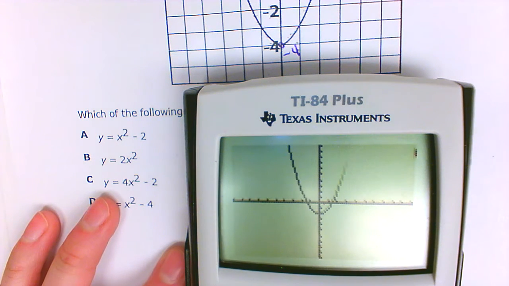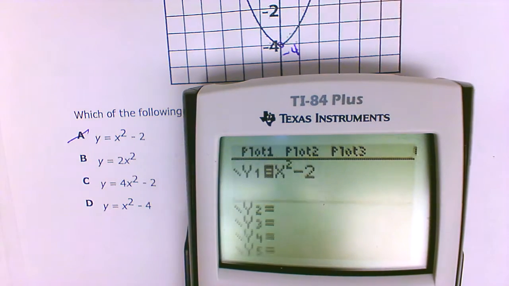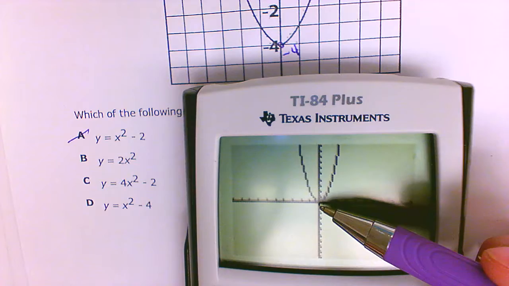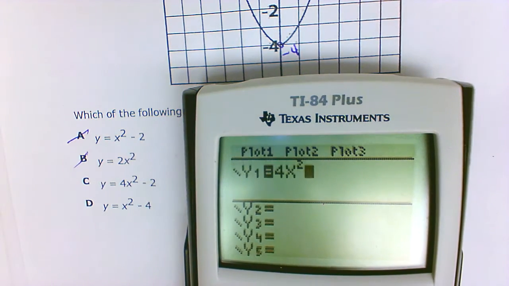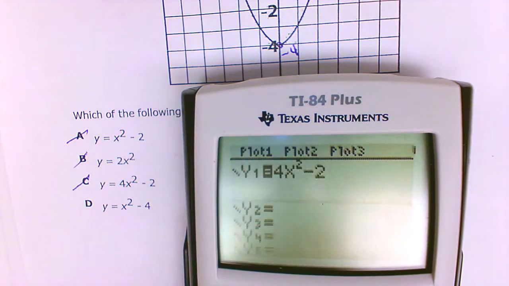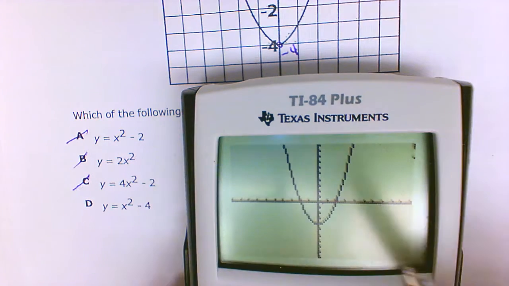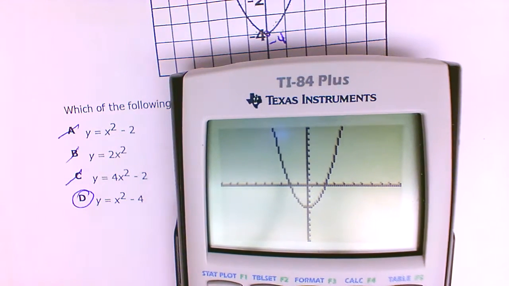So let's graph it. Now this one is not crossing at the right numbers, so it is not answer choice A. Let's try the next one, 2x squared. I graph it. This one has an origin as its vertex, so that's not B either. So let's try the next one, 4x squared minus 2, and hit graph. That one is not crossing at the right x-intercept, so it can't be C. Let's try answer choice D, x squared minus 4. When I hit graph this time, it is crossing at -2 and +2, and my y-intercept is -4, so it would be answer choice D.